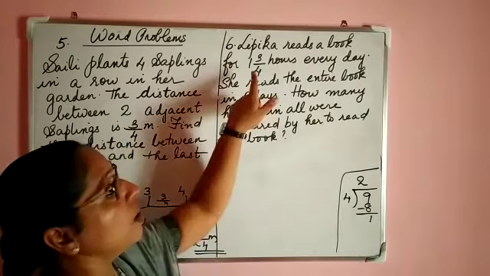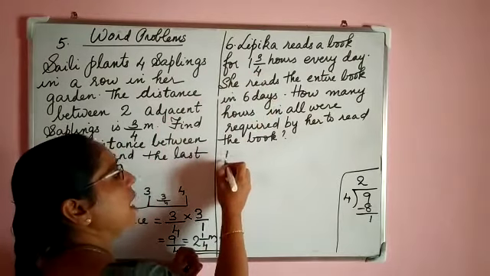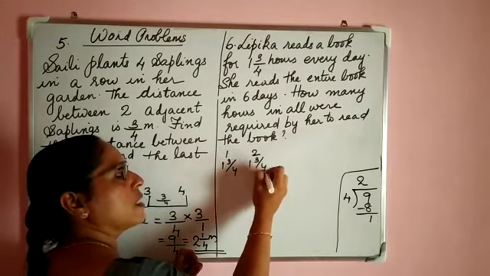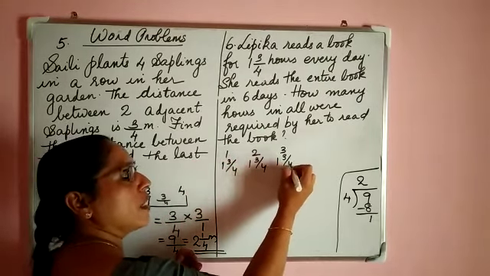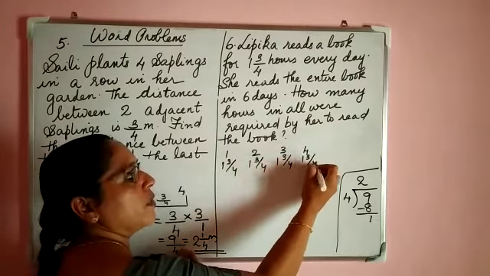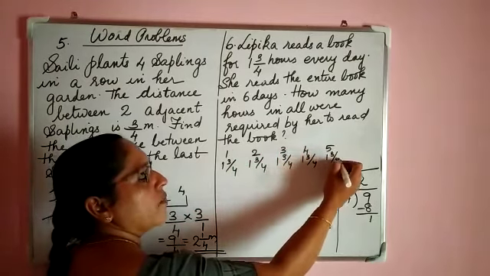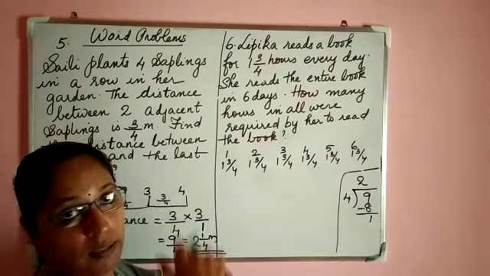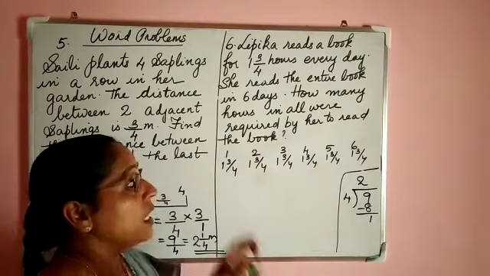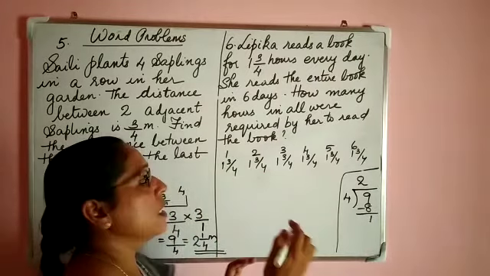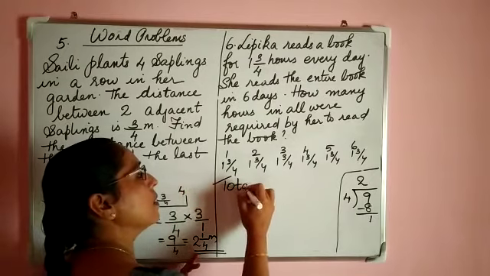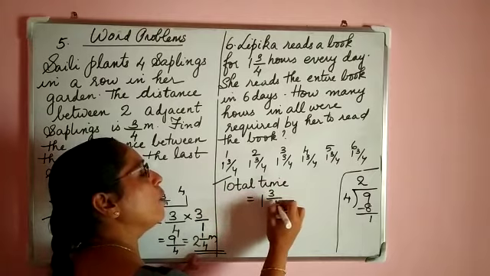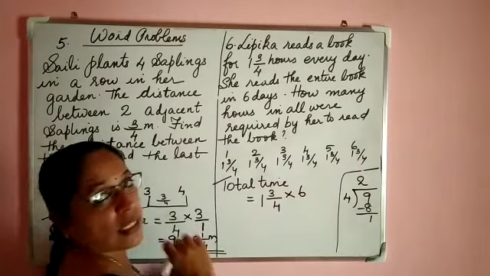Okay, so here also, first day, 1 3 by 4 hours. Second day, 1 3 by 4 hours. Third day, 1 3 by 4 hours. Fourth day, 1 3 by 4 hours. Fifth day, 1 3 by 4 hours. Sixth day, 1 3 by 4 hours. So what is the total time taken? Easier is, instead of adding it 6 times, total time is equal to 1 3 by 4 into 6.